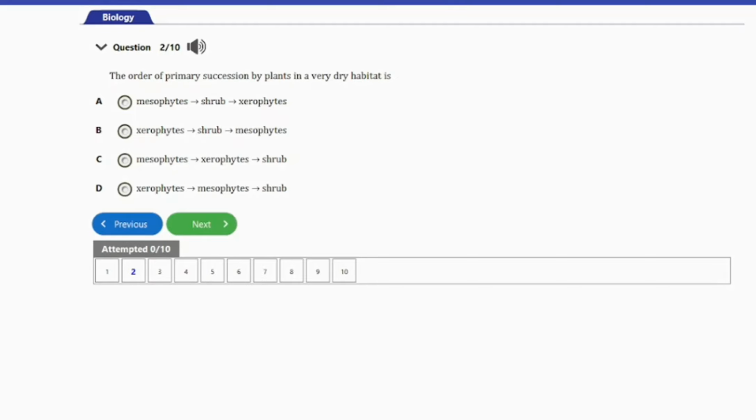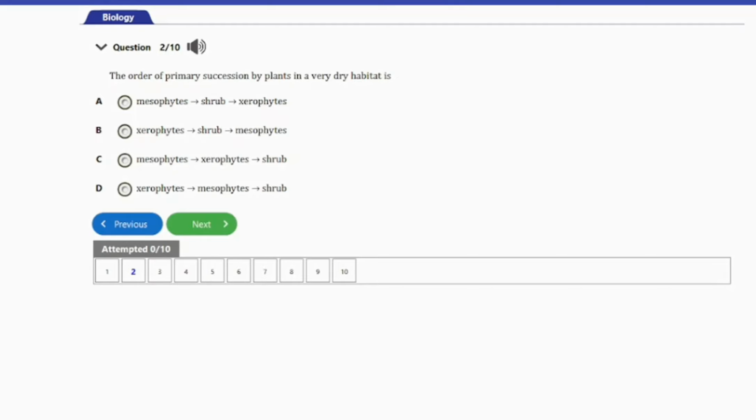Question number 2 here, it says, the order of primary succession by plants in a very dry habitat is A. Mesophytes, then shrubs, then xerophytes. B. Xerophytes, then shrubs, then mesophytes. C. Mesophytes, then xerophytes, then shrubs. D. Xerophytes, then mesophytes, then shrubs. So guys, the answer to this question is option A, and that's mesophytes, then shrubs, then xerophytes.